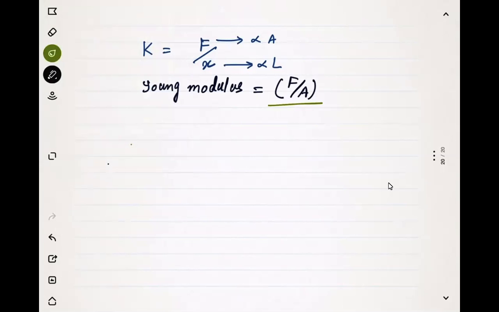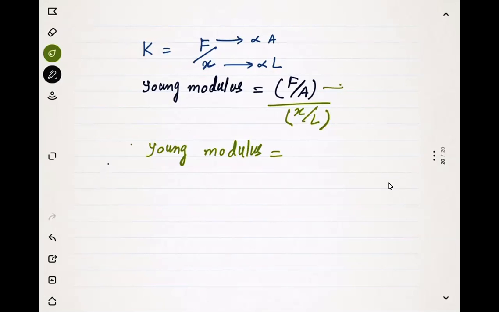In the same manner, if you divide X by L, then the dependence with length will be eliminated. So basically the Hooke's constant formula has been modified into Young's modulus formula by eliminating certain factors. Young modulus only depends on the material, while Hooke's constant depends on the material, length and area. So length and area have been eliminated.